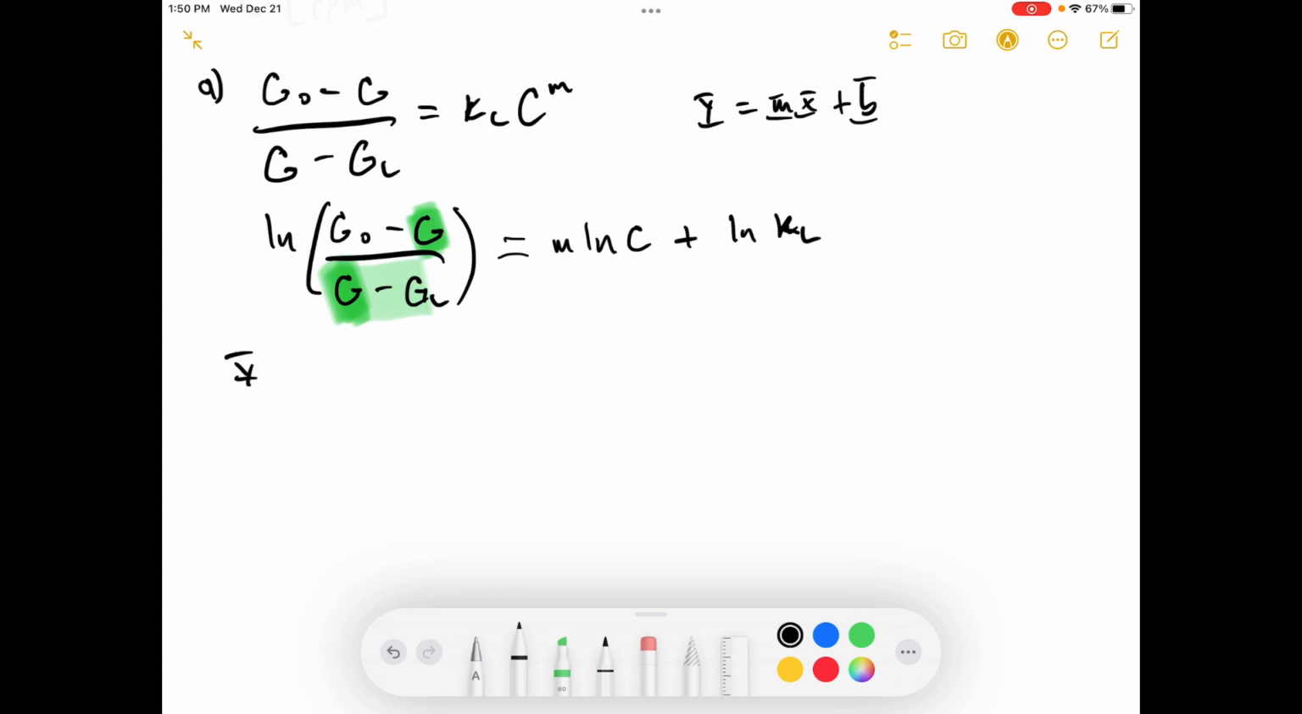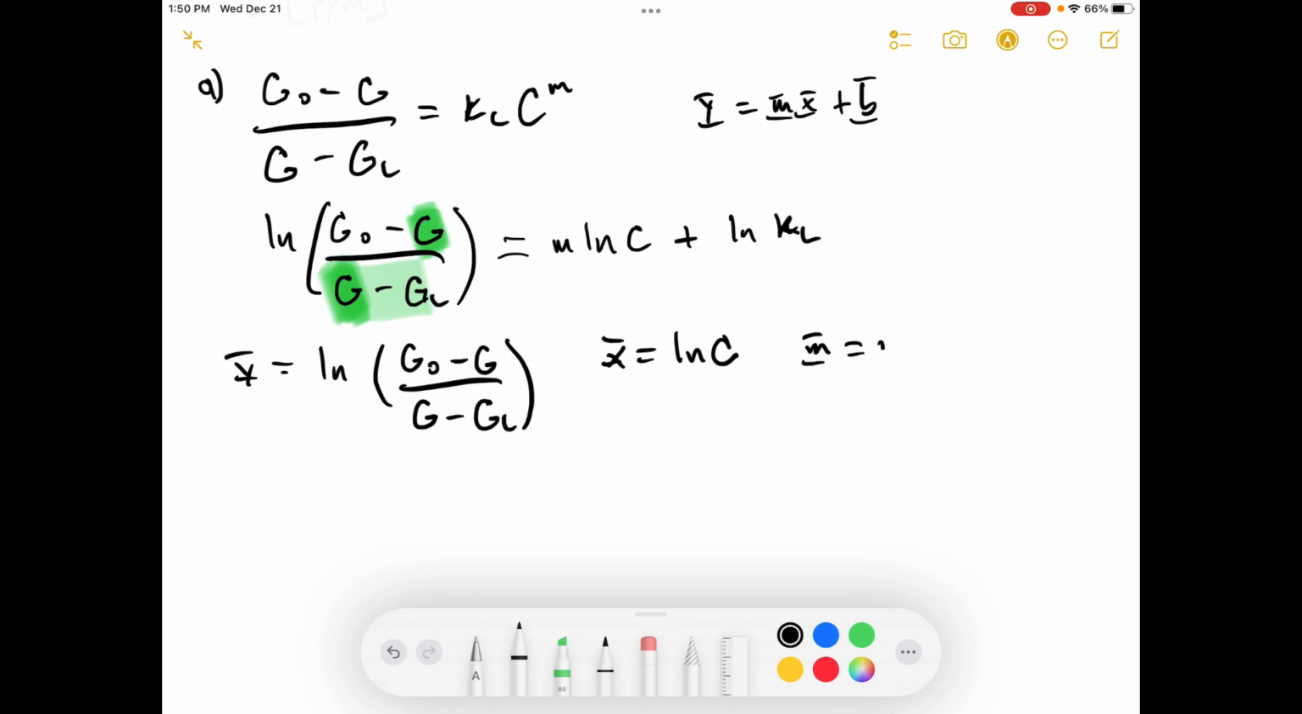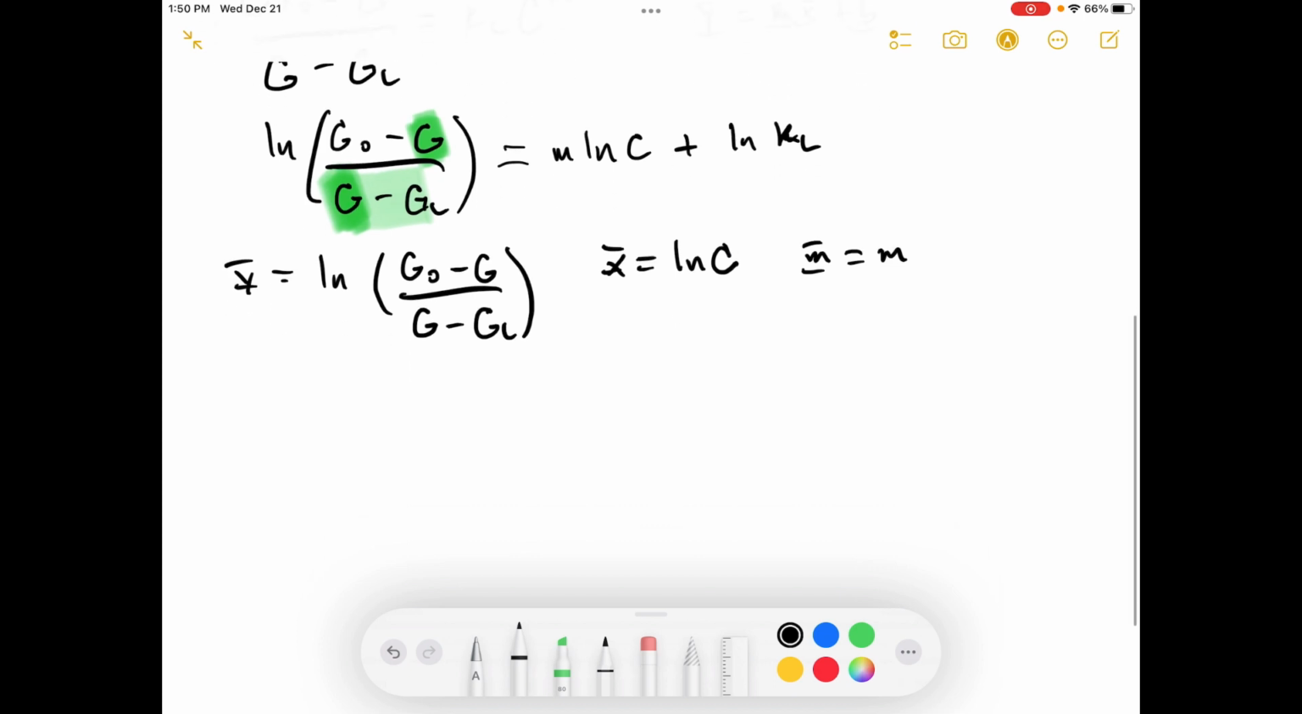So y equals this big thing, GO minus G over G minus GL, and x equals the natural log of C, M equals M, believe it or not, and B equals ln KL. So that's our model for the line.